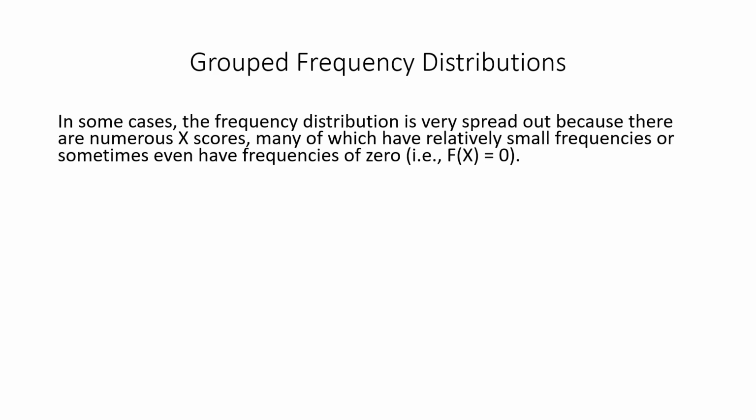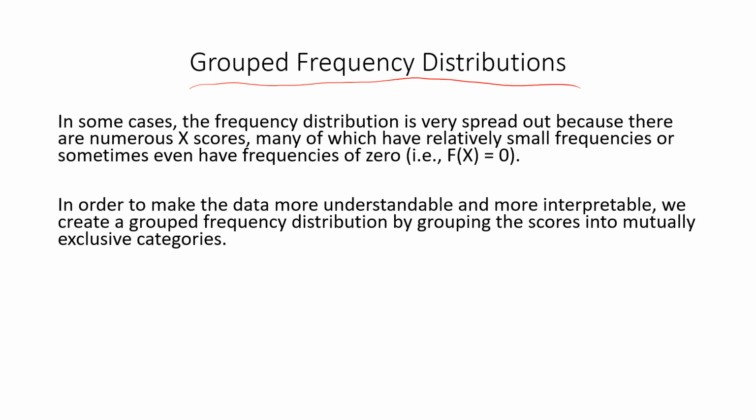So instead what we do is we do a grouped frequency distribution. We group together some of the X scores. We group them into equal groups, but we group together some of the X scores. So to make the data more understandable and more interpretable, we create a grouped frequency distribution by grouping the scores into mutually exclusive categories.